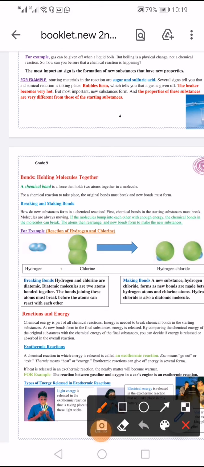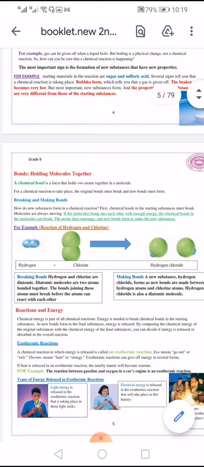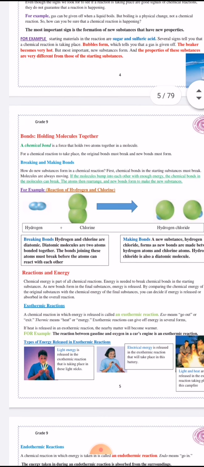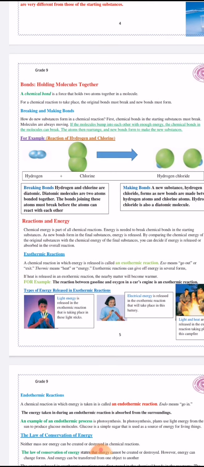Reaction and energy. Chemical energy is a part of all chemical reactions. Energy is needed to break a chemical bond, so we need energy to break the bonds in the starting substances. As new bonds form in the final substances, energy is released. By comparing the chemical energy of the original substances with that of the final substances, you can decide if energy is released or absorbed in the overall reaction. So we have two types of reaction: exothermic reaction or endothermic reaction.